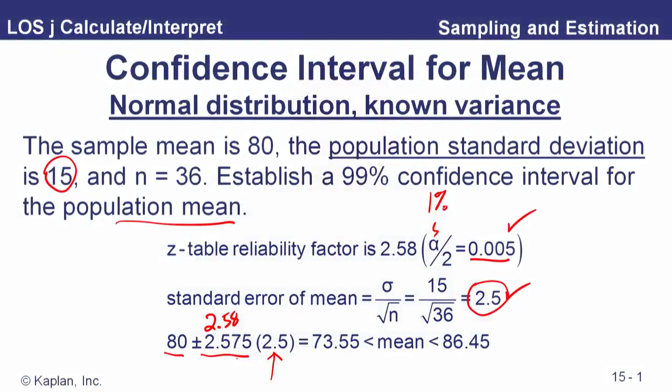But for a confidence interval on the mean of a sample of size 36, it's much narrower. So mean plus or minus 2.58 standard errors gives us this range from 73.55 to 86.45.